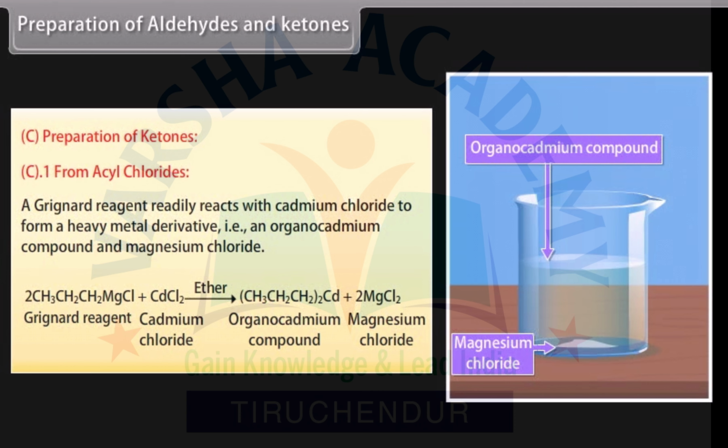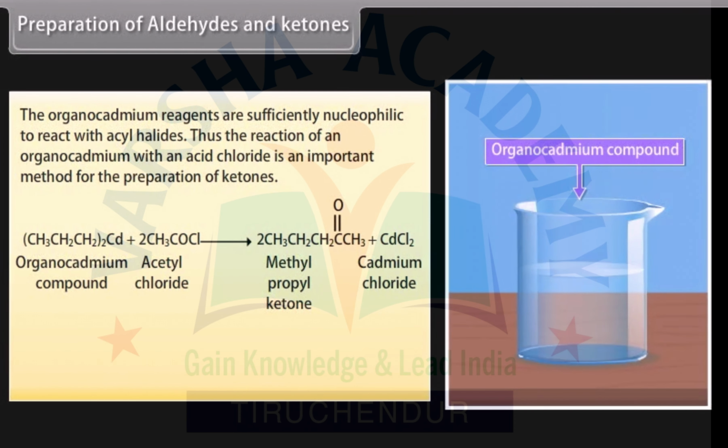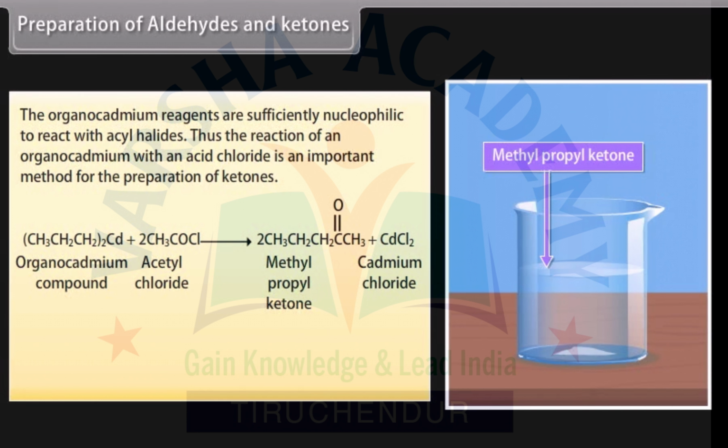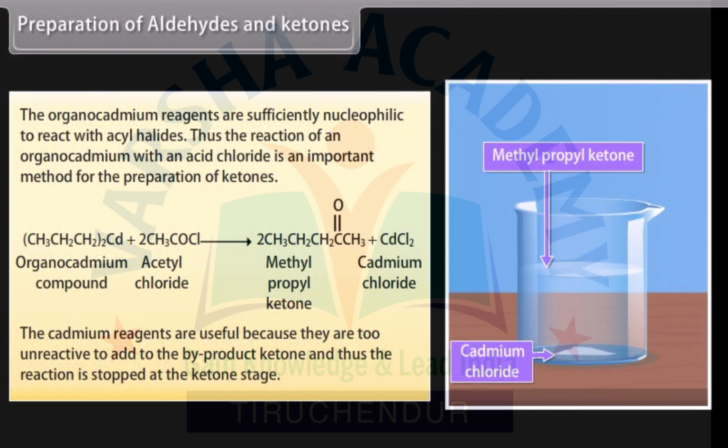The organocadmium reagents are sufficiently nucleophilic to react with acyl halides. Thus, the reaction of an organocadmium with an acid chloride is an important method for the preparation of ketones. The cadmium reagents are useful because they are too unreactive to add to the ketone byproduct, and thus the reaction is stopped at the ketone stage.